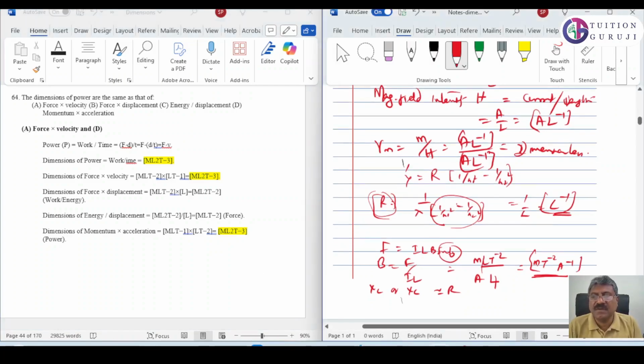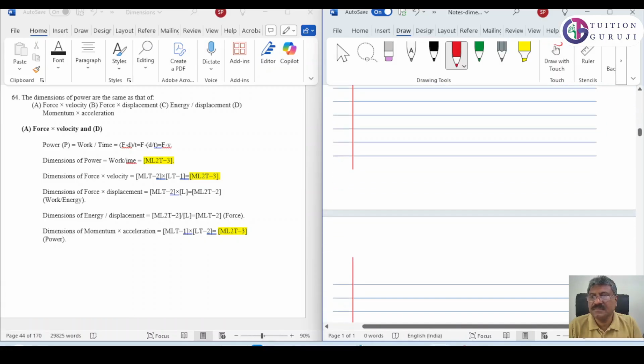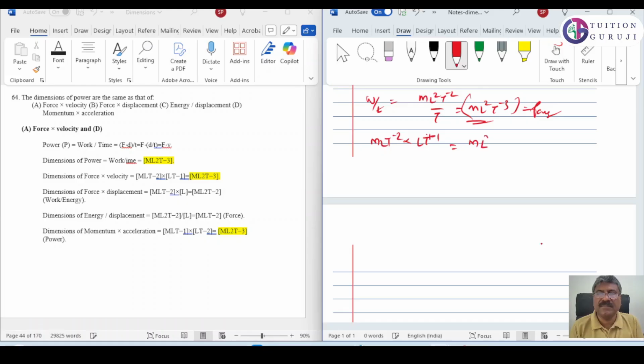Now the next one is the dimensions of power. What is the dimension of power? Power is work by time, so M L square T raised to minus 2 by T is M L square T raised to minus 3. Now force and velocity is M L T raised to minus 2 into L T raised to minus 1, which is M L square T raised to minus 3. Both are the same.